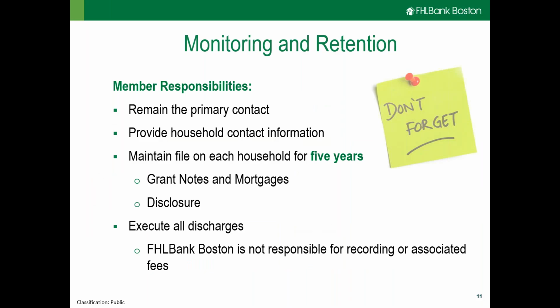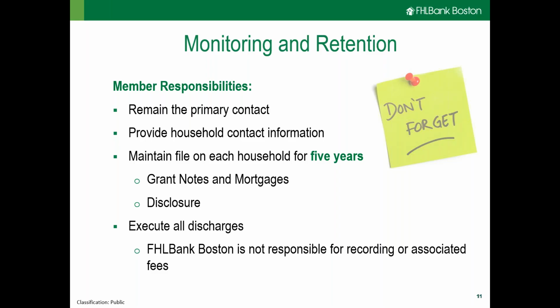So now we're going to talk about the monitoring and retention. So you've closed the mortgage, you've submitted the disbursement, you've gotten reimbursed, and maybe you're servicing your first mortgage, maybe you're selling it on the secondary market. No matter what, you have to maintain a file for that household for 5 years. You can't sell our grant off with your first mortgage. You need to monitor it during that time.